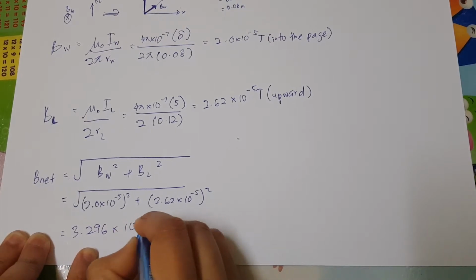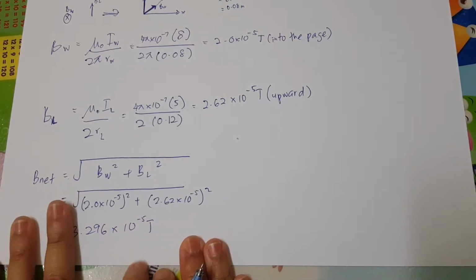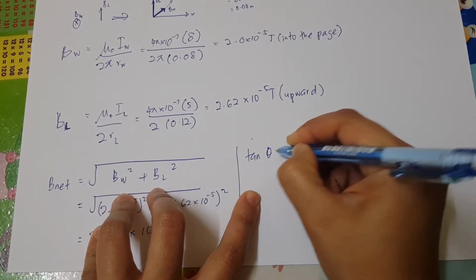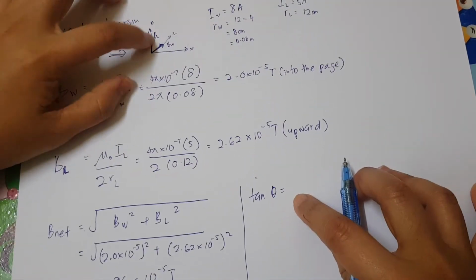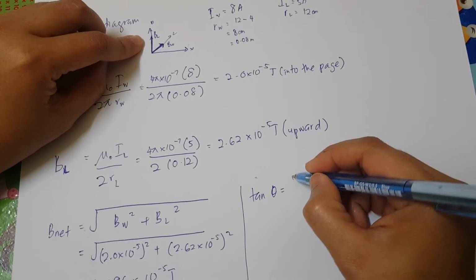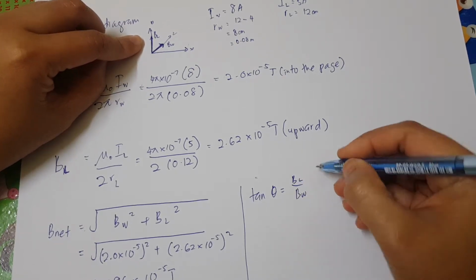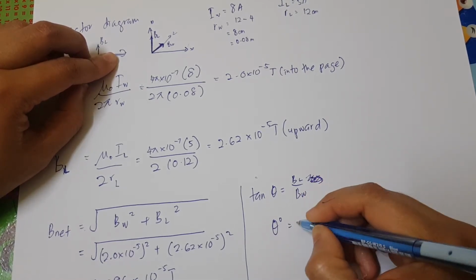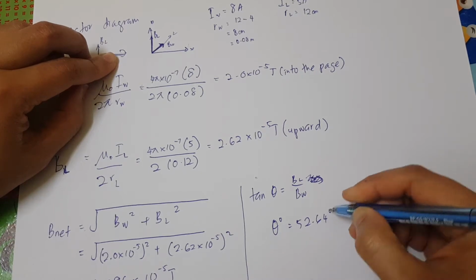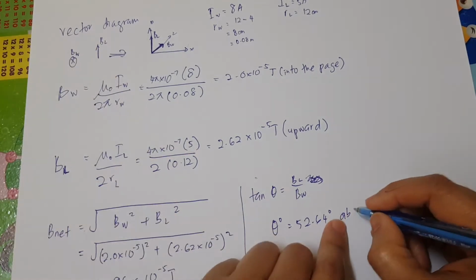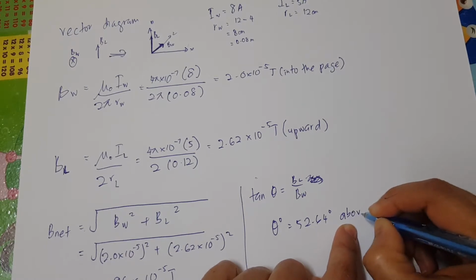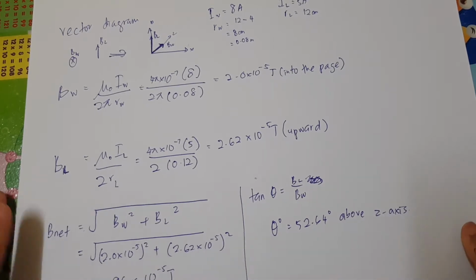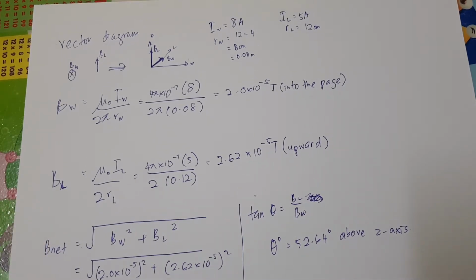3.296 times 10 to the power of negative 5 Tesla, but we don't know the direction. We have to find it. Alright, so the tangent theta equals to this one, y axis over z axis. Okay, so BL over BW equals, okay, so the answer should be the same. Sorry for my handwriting like this, because I want to do it fast, so you don't have to view it boringly. So the answer is above z axis. So that's how we do the direction for this question.